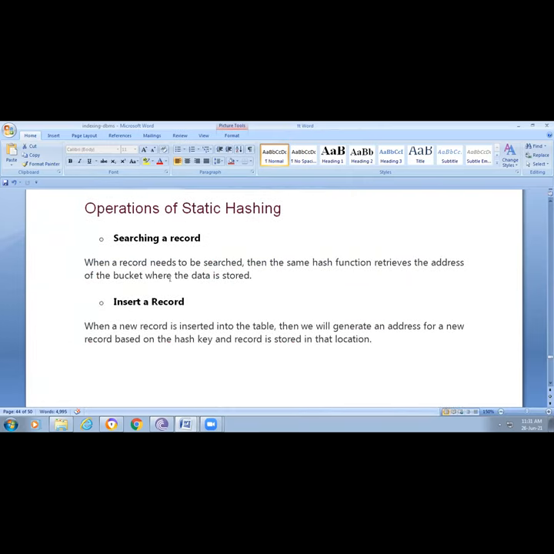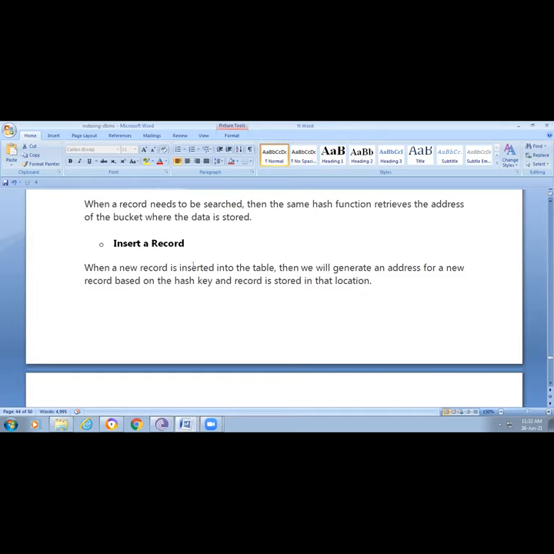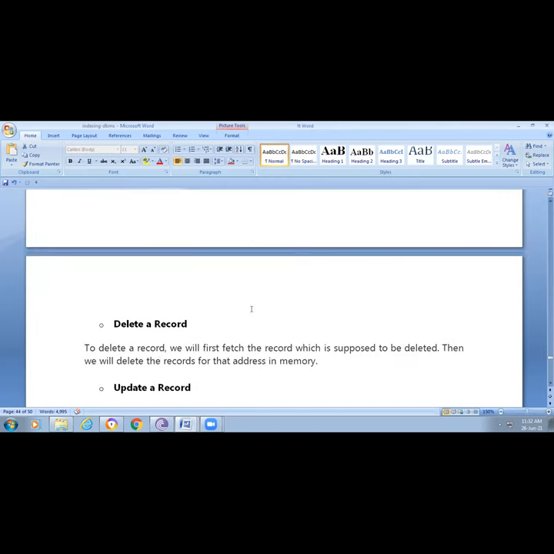Searching for a record. When a record needs to be searched, the same hash function retrieves the address of the bucket where the data is stored. So here we are performing the searching with the help of static hashing. So we can easily search our record. Insert a record: when a new record is inserted into a table, it is hashed onto the hash key and the record is stored in that location.